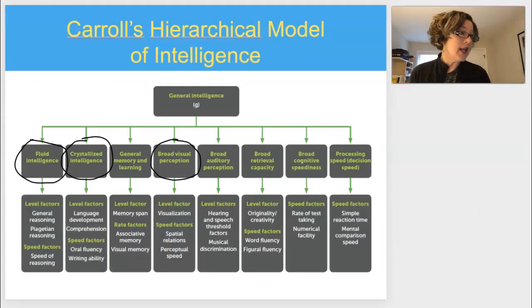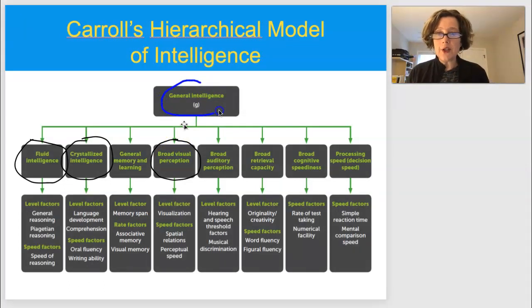So the first one is Carroll, and this is John Carroll's hierarchical model of intelligence. He was born in 1916 and died in 2003, and he was an American educational psychologist. Carroll's view of intelligence is still viewed as one of the best ways to represent the structure of cognitive ability, even in the 21st century. So it still has a lot of merit. He calls this general intelligence.